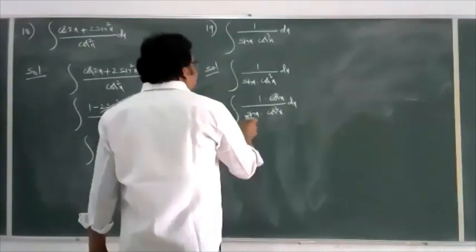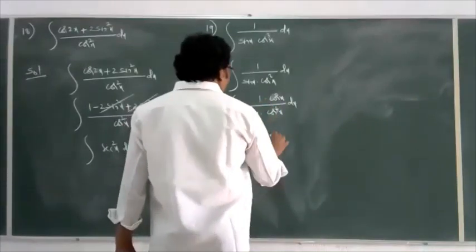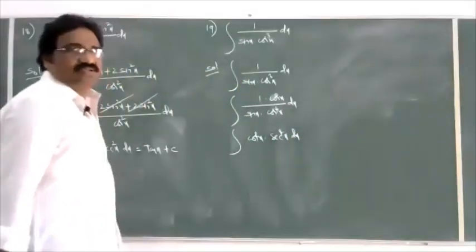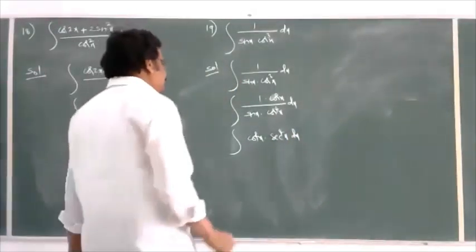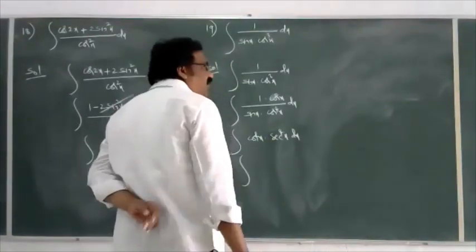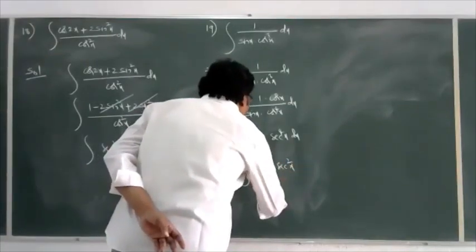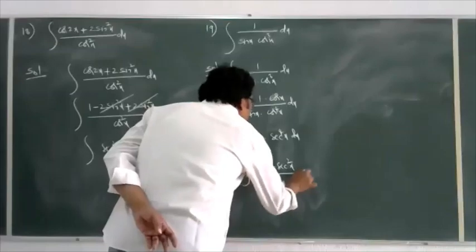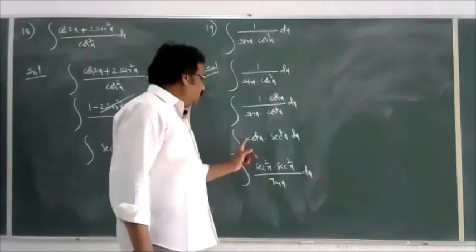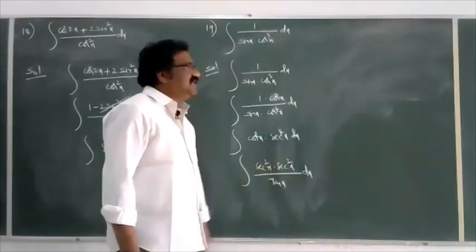That is integral of cos x by sin x, which is cot x, into 1 by cos to the power of 4 x, which is secant to the power of 4 x, into dx. Then you write this: cot x is 1 by tan x, and secant to the power of 4 x is secant square x into secant square x, so it becomes secant square x into secant square x by tan x into dx.